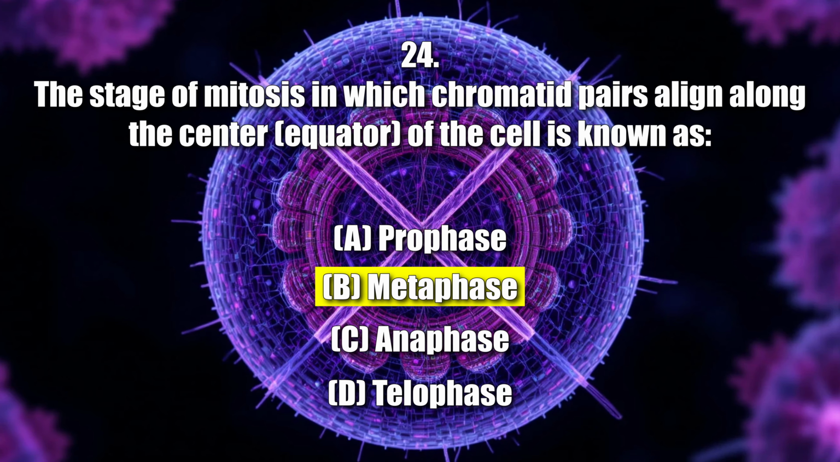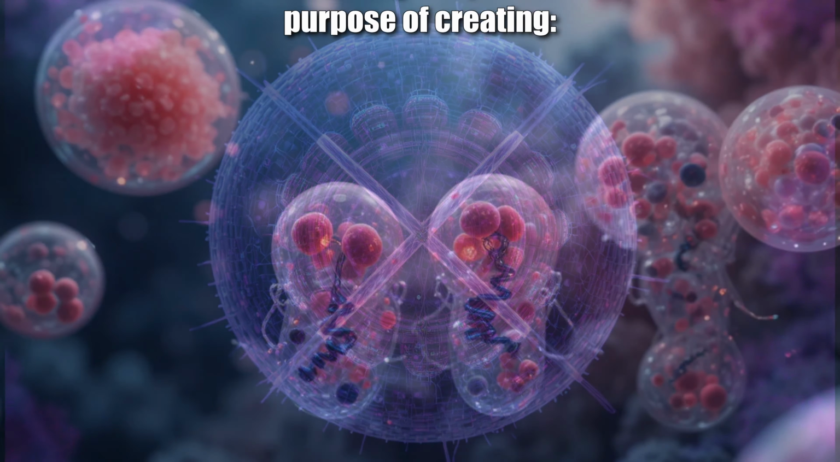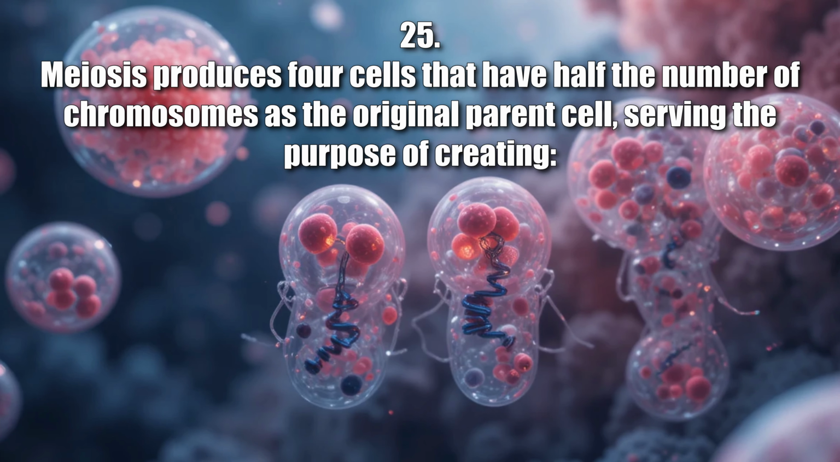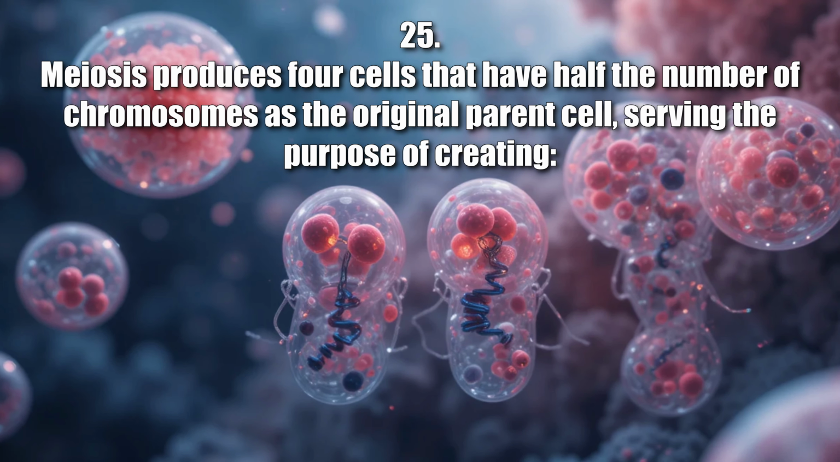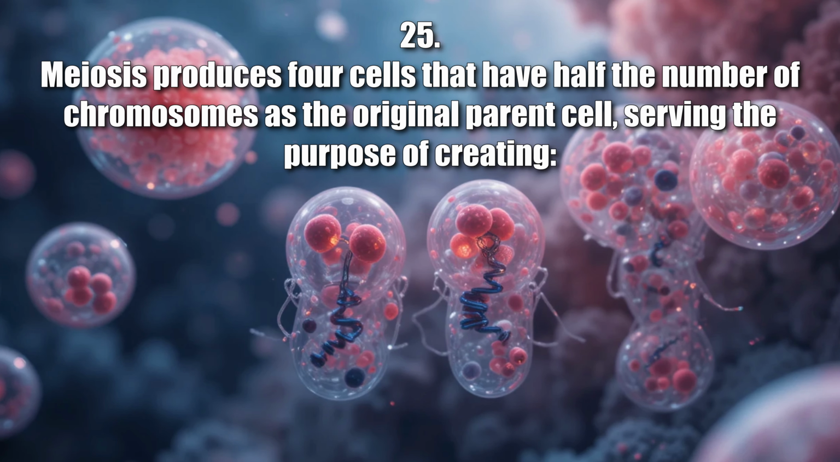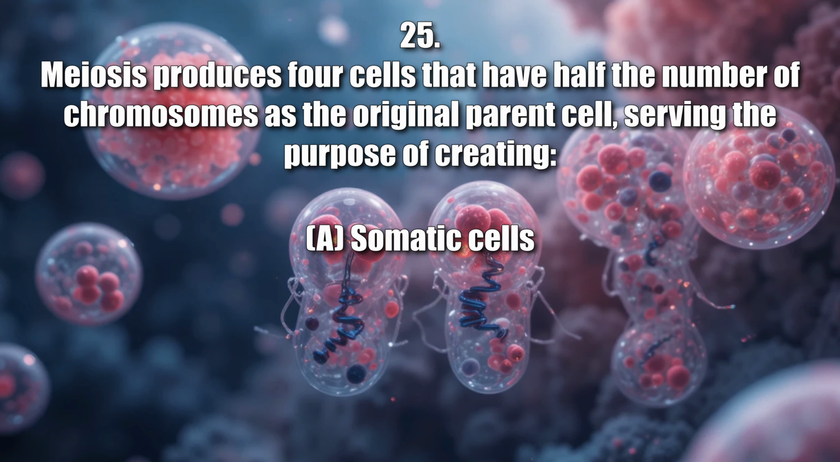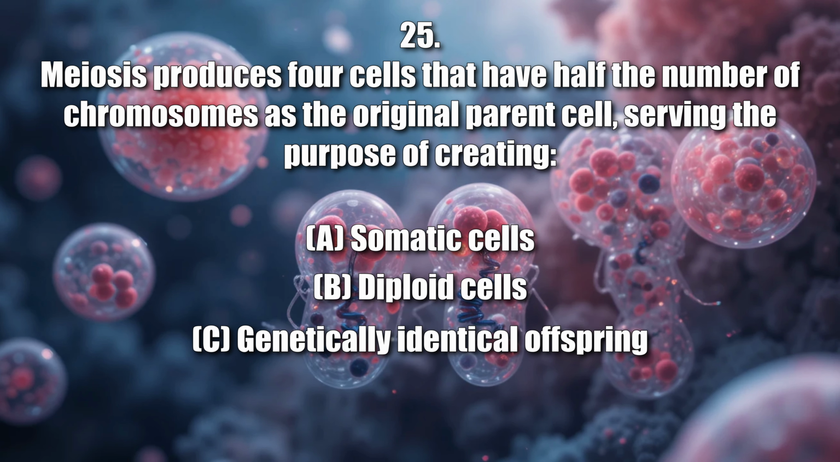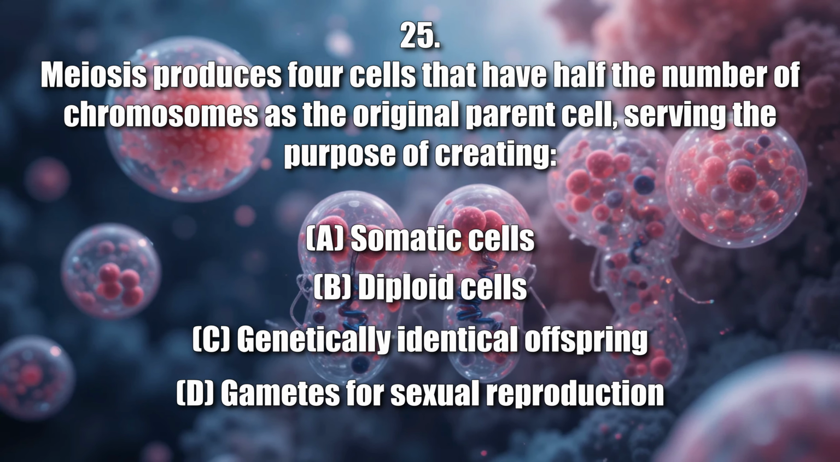The correct answer is B. Metaphase. 25. Meiosis produces 4 cells that have half the number of chromosomes as the original parent cell, serving the purpose of creating A. Somatic cells. B. Diploid cells. C. Genetically identical offspring. D. Gametes for sexual reproduction.